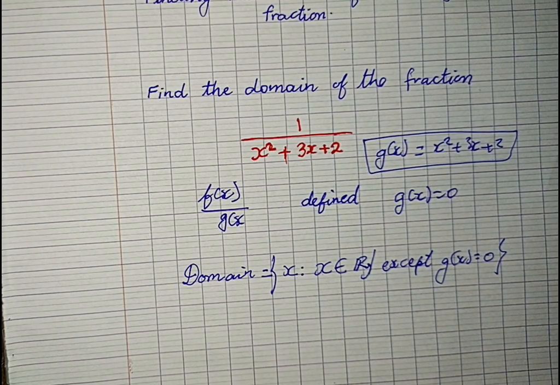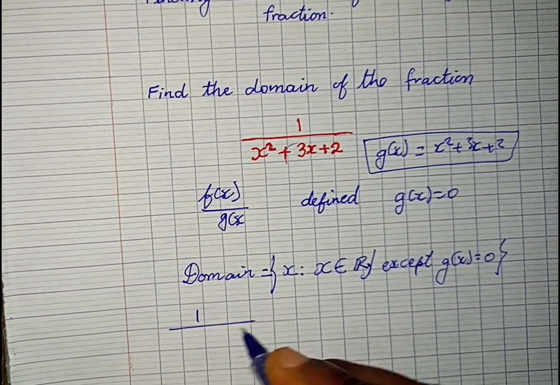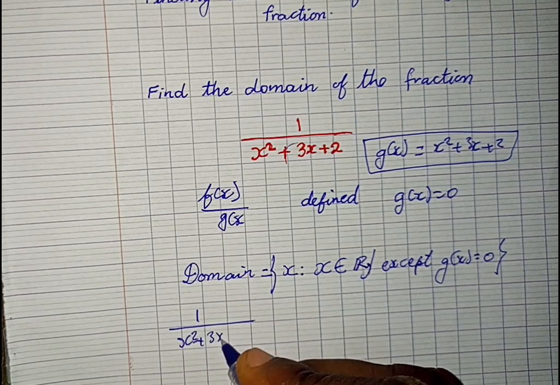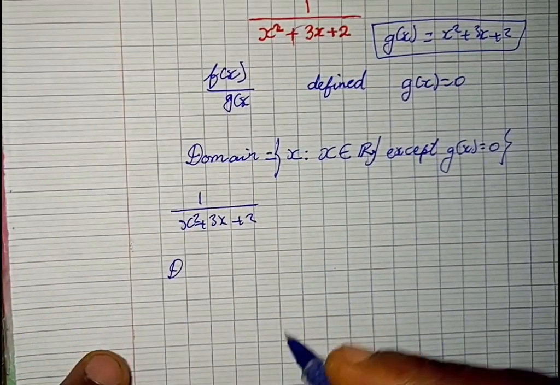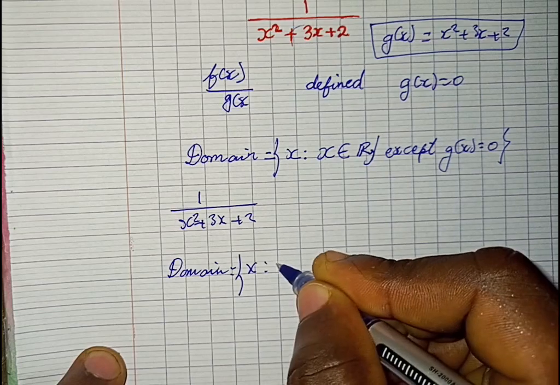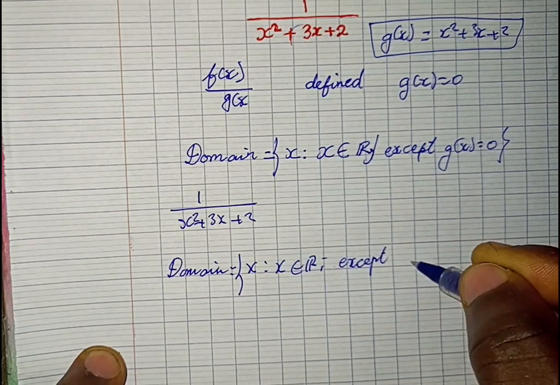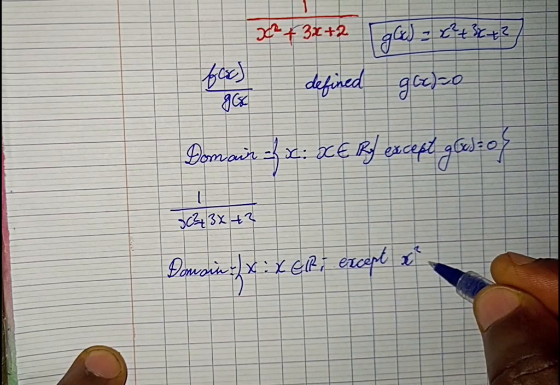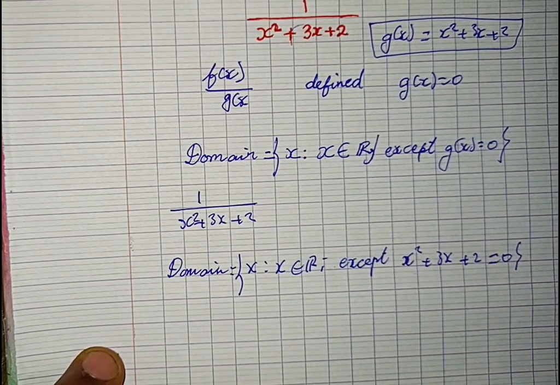So to find the value of x which makes this fraction undefined, or to find the domain of this fraction, the fraction itself, that is 1 over x squared plus 3x plus 2, we need to say that x is an element of R except that x squared plus 3x plus 2 equals 0, except the values of this equation.